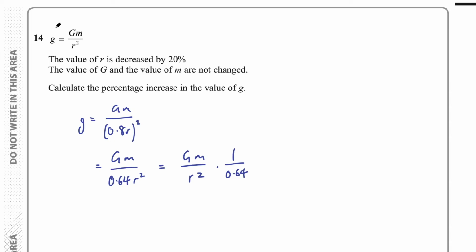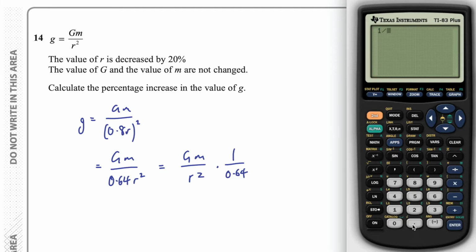And so because G is directly proportional to this here, GM over R squared, whatever we do to this side of the equation, the right hand side, we need to also do to the left hand side. So if we're multiplying this by 1 over 0.64, well, we could put that into a calculator. So 1 over 0.64, that's 1.5625. So that means we also need to multiply G by 1.5625.